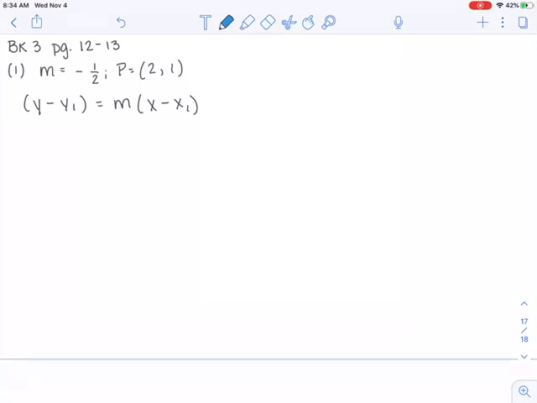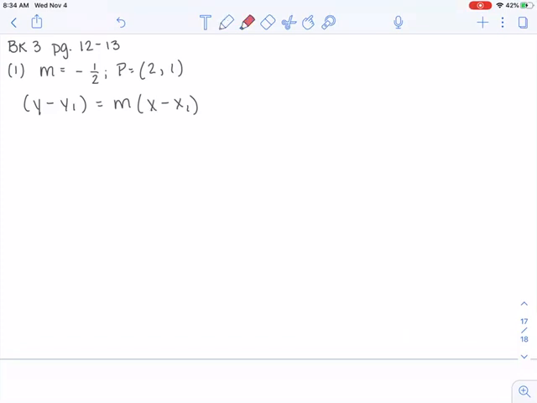Alright, so I got your email and we're looking at page 12 and 13. So you said you understand all of it except for the multiplying to eliminate fractions. So I'm just going to do number 1 with you just to make sure that you're understanding 100%.